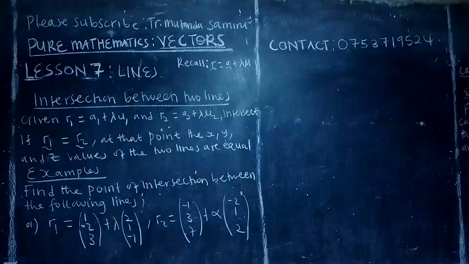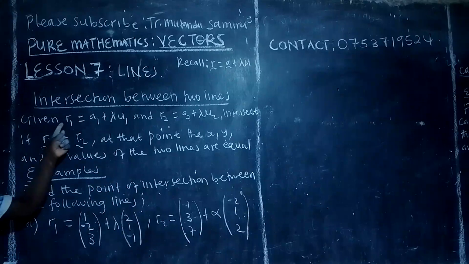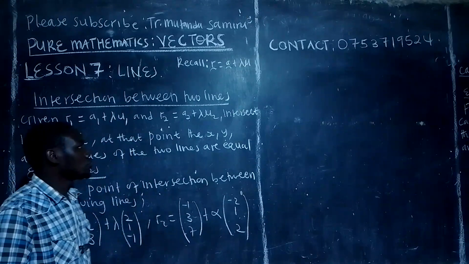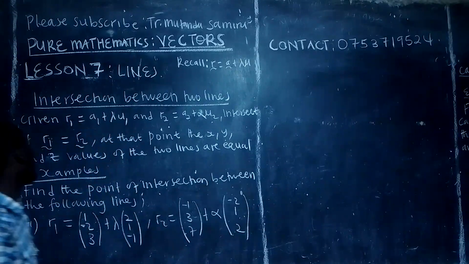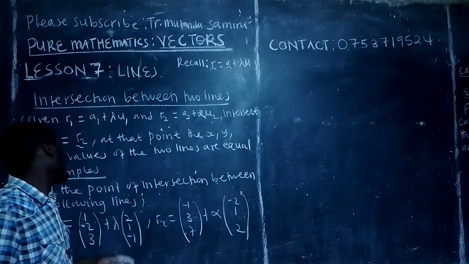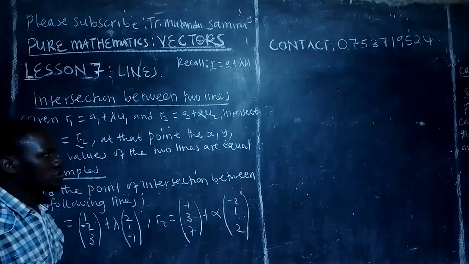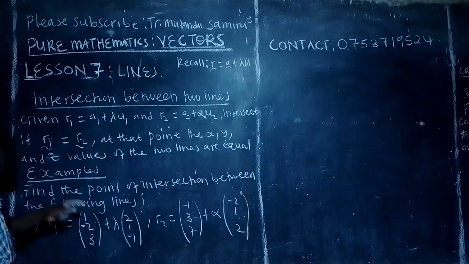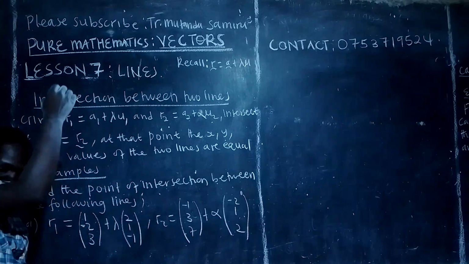All right, good. So let's proceed. We have yet another example: intersection between two lines. Given R1 is equal to A1 plus lambda mu1, and R2 is equal to A2 plus alpha mu2, they intersect if R1 is equal to R2. So for a point of intersection between two lines, you equate the two lines, R1 equal to R2. Then from there you solve and you get the value of lambda. The point of intersection is always the same for both. At that point, the x, y, and z values of the two lines are equal.